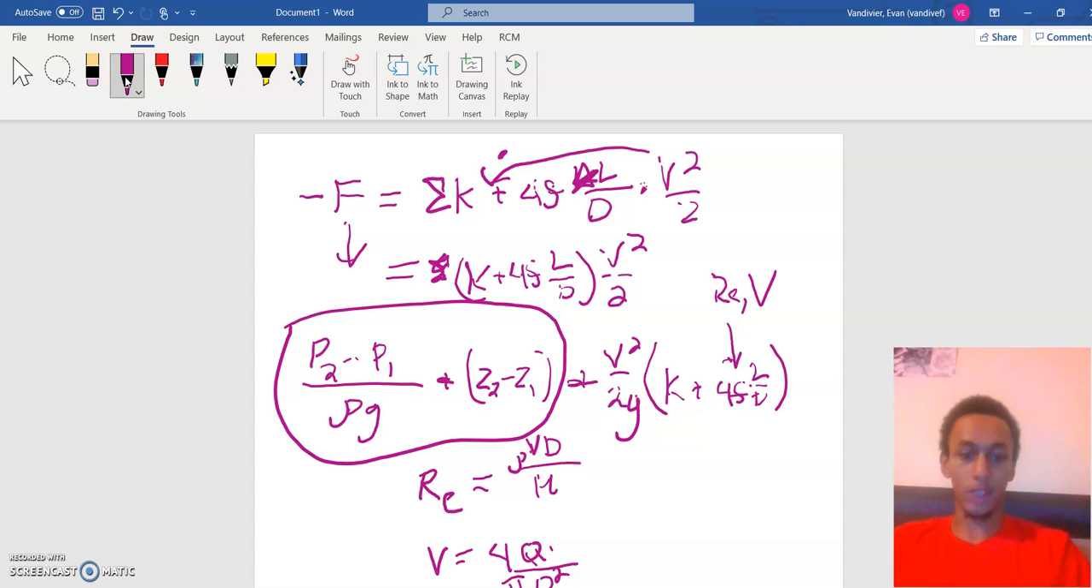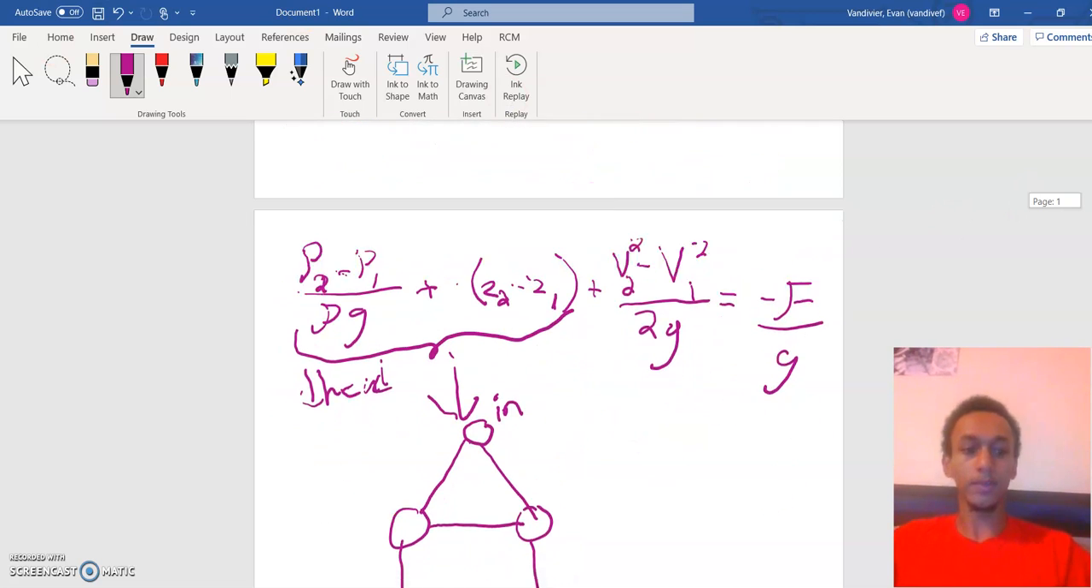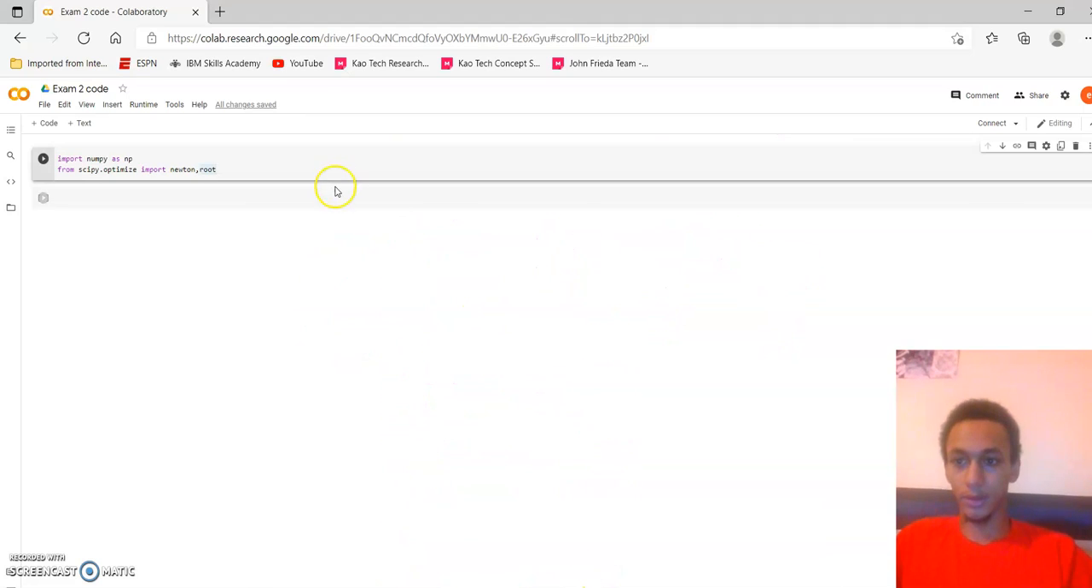And this F is going to be important because a good guess for F is needed to find the flow rate. And the flow rate is related to V, which is why we're going to need Reynolds number and velocity to solve this equation. So now that we have the basics set up, we can actually start the coding. So let's do that.